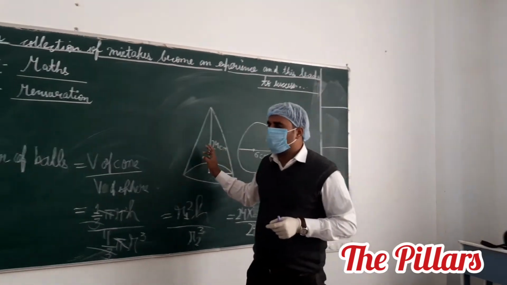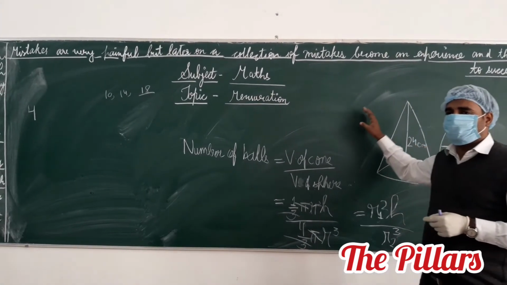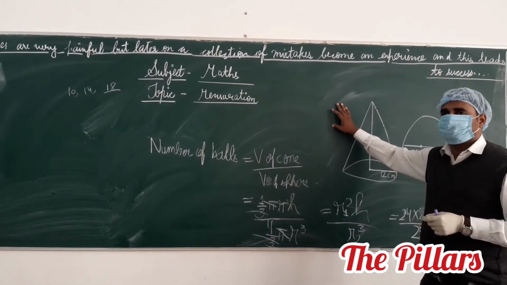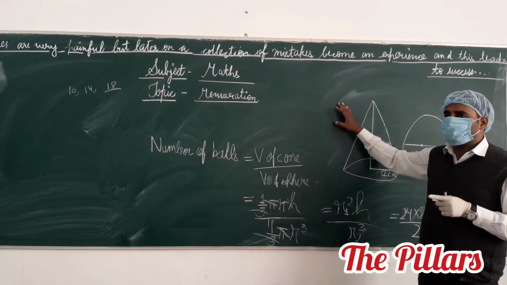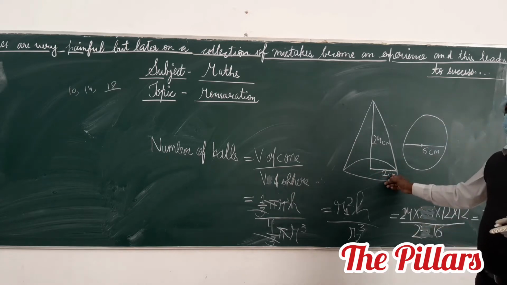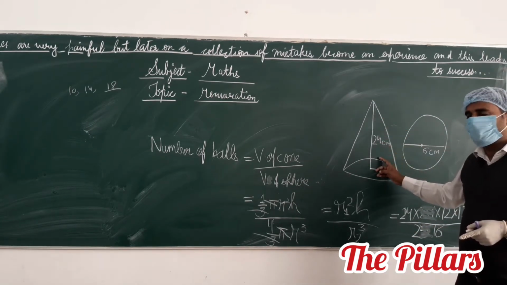You know that the volume of a cone equals what? Let's write the volume of cone: 1 by 3 pi r square h. Volume of cone is 1 by 3 pi r square h. Others have solved this question. The value of r is given as 12 centimeters, and height is given as 24 centimeters.